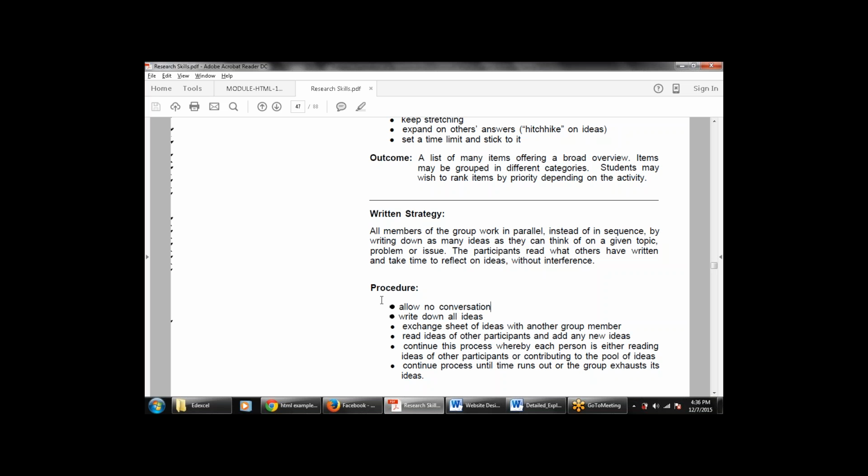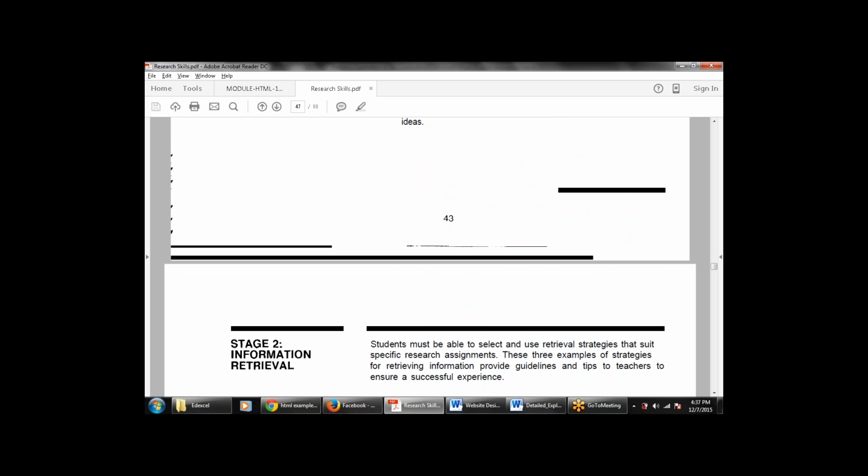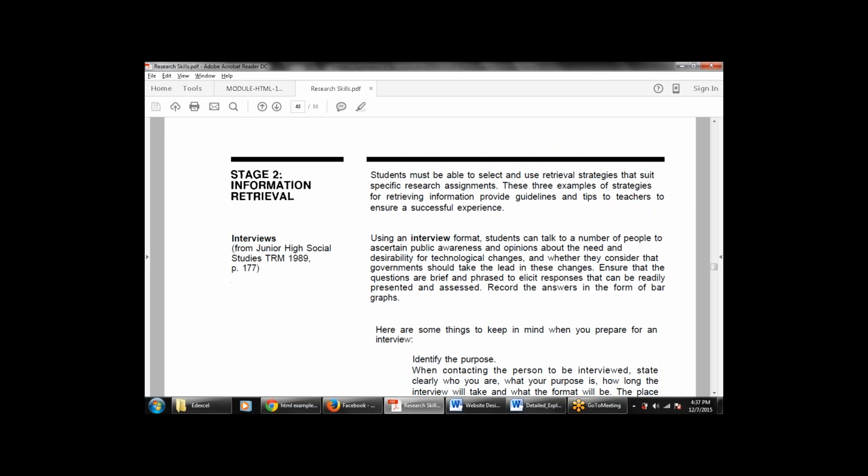Whatever idea they take out, they give back to the pool. Continue the process until time runs out or the group exhausts its ideas. That means continue these steps: allow no conversation, write down all the ideas, exchange the sheets of ideas with another group member, and read the ideas of the other participants. Continue this process until the group is exhausted. That is the procedure.